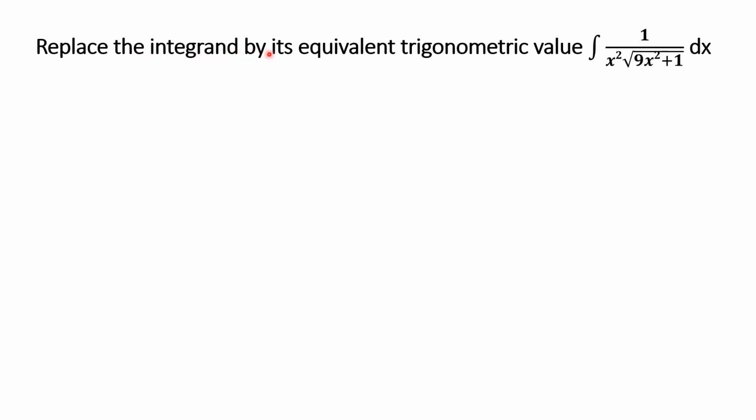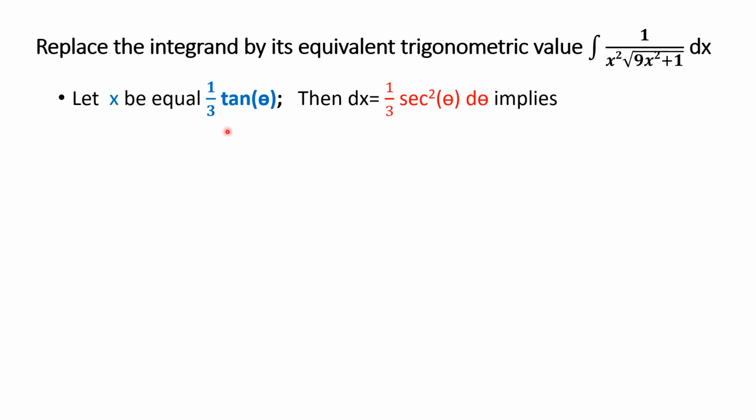Replace the integrand by its equivalent trigonometric value. What we have here are just algebraic expressions in terms of a rational function. We want to replace the integrand by trigonometric functions. To do so, we have to think about what value x should have. So let x be equal to 1 over 3 tan theta.